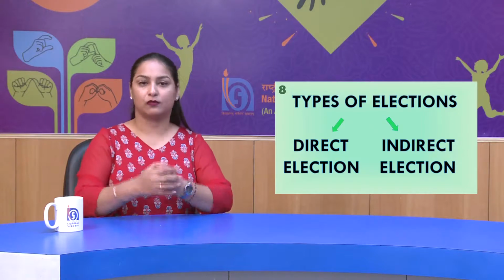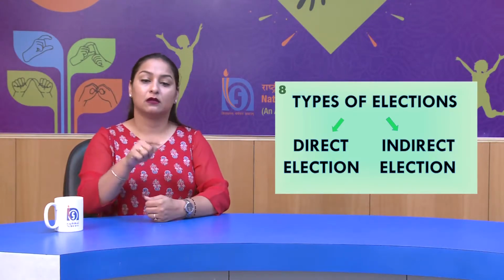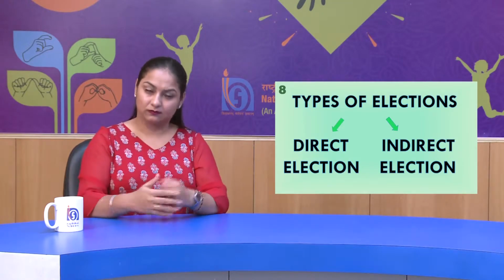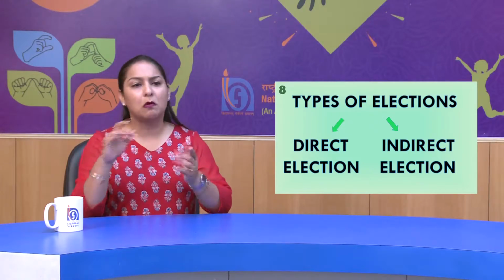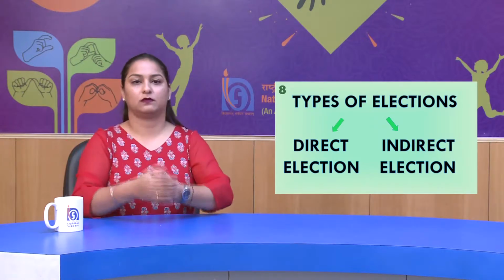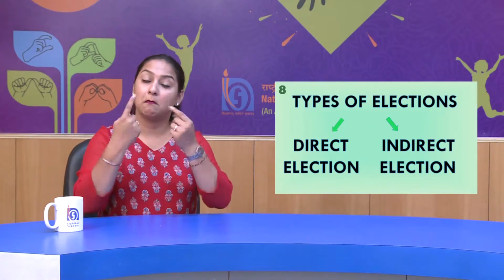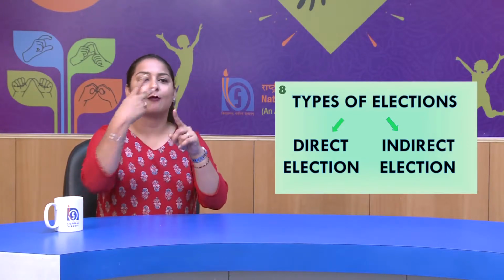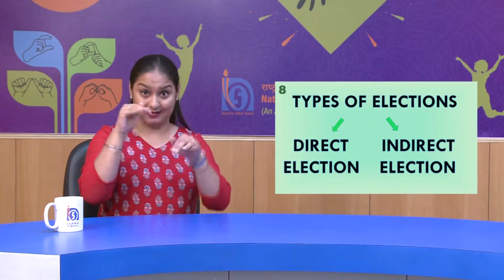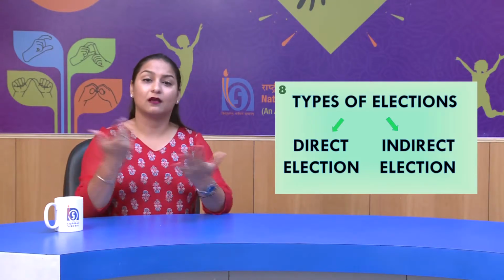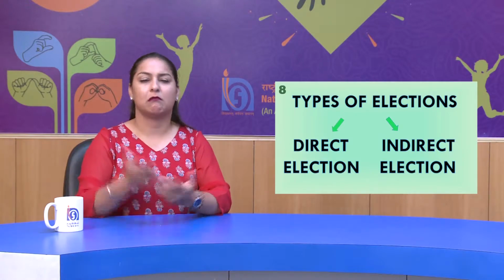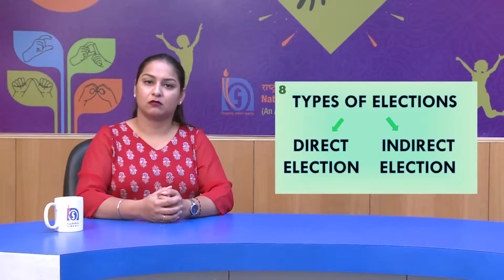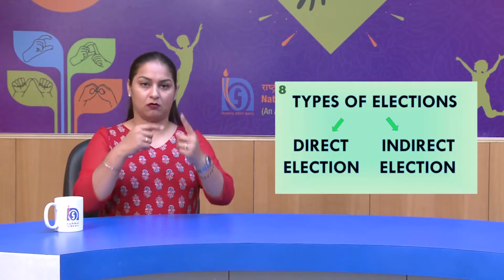Now, let's understand the types of elections. We all observe that elections do take place in our country quite often. But all the elections are not of the same kind. The kinds of elections that take place in India may be understood in two ways. One, direct election. Two, indirect elections.